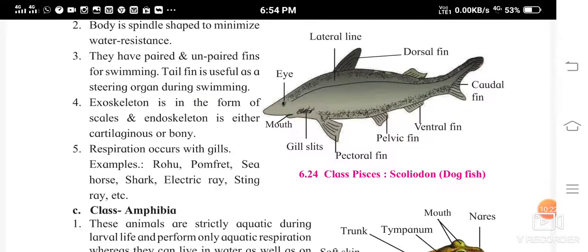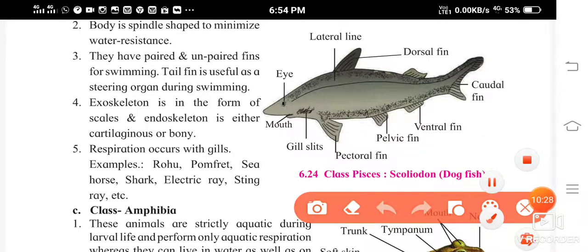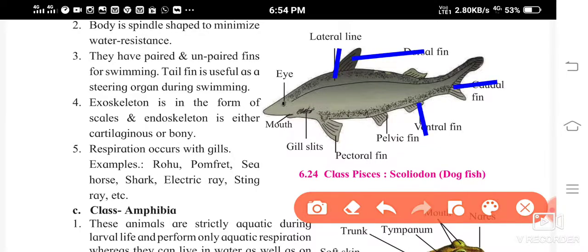Okay, now see this diagram of Scoliodon, that is the dog fish. See, this is the lateral line, this is the dorsal fin, this is the caudal fin, this is the ventral fin, pelvic fin, pectoral fin. There are the gill slits over here for respiration. Then you find eyes over here. You saw just now that eyes do not have eyelids, isn't it? So we close our eyes with the help of eyelids, but here in the fish there are no eyelids. Then there is a mouth over here.